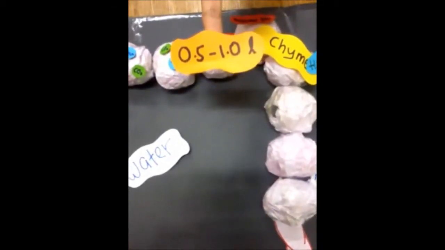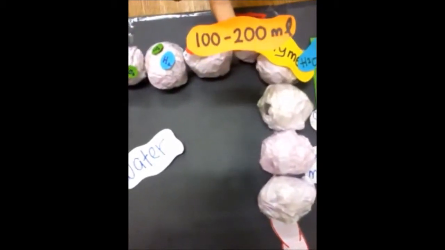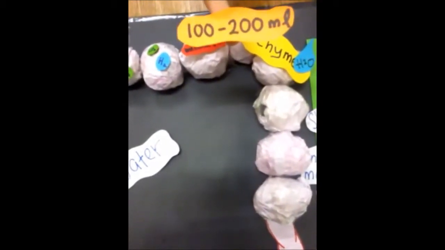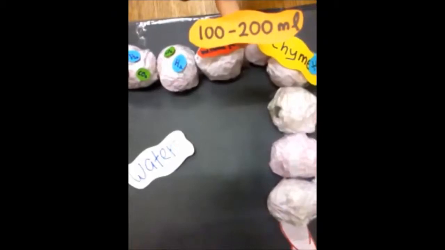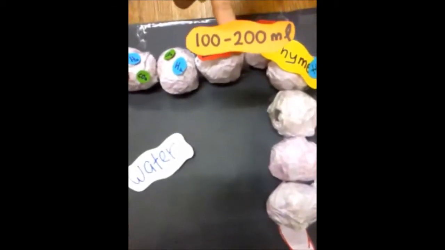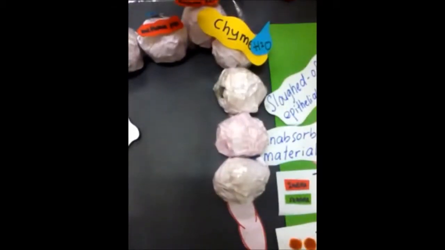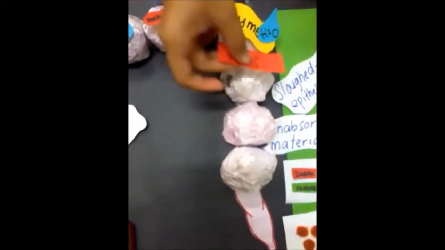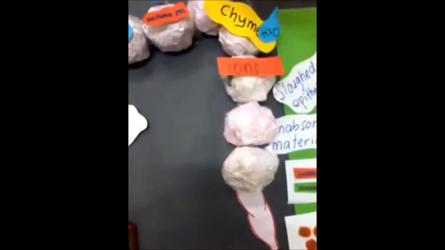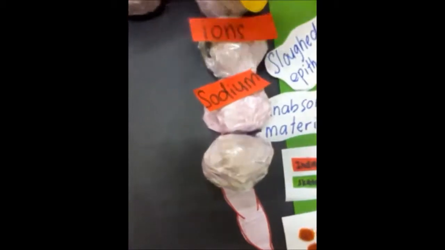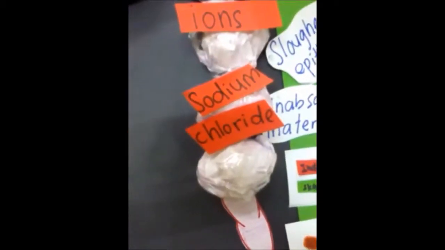About 0.5 liter of water enters the large intestine, but about 100 to 200 milliliters is normally absorbed via osmosis. The large intestine also absorbs ions, including sodium and chloride, and also some vitamins.